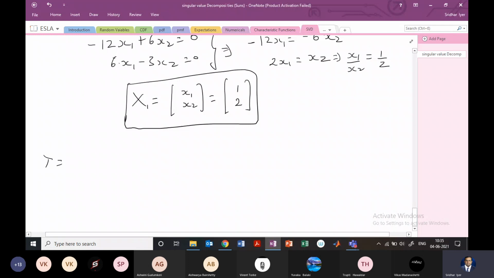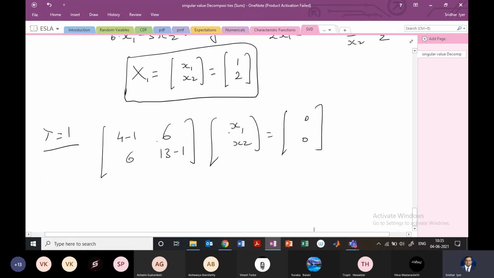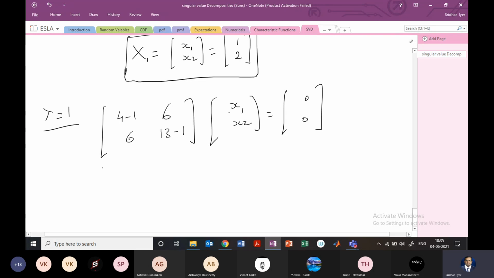Next, let's do the second eigenvector, that is lambda equal to 1. So you have 4 minus lambda, so 4 minus 1, 6, 6, 13 minus lambda, so 13 minus 1. Then you have x1, x2, and this is 0 and 0. So this will become 3, 6, 6, 12 into x1, x2, that will be 0, 0.